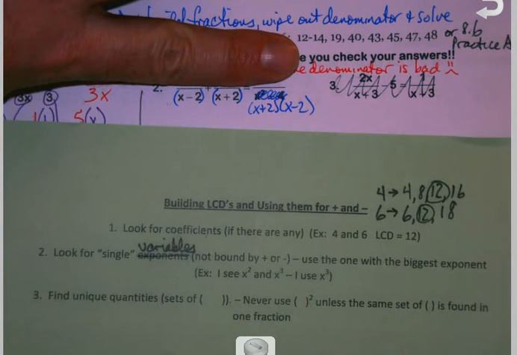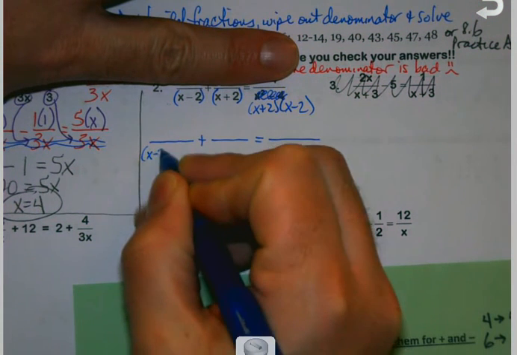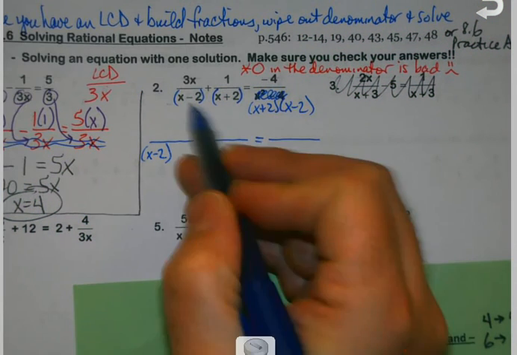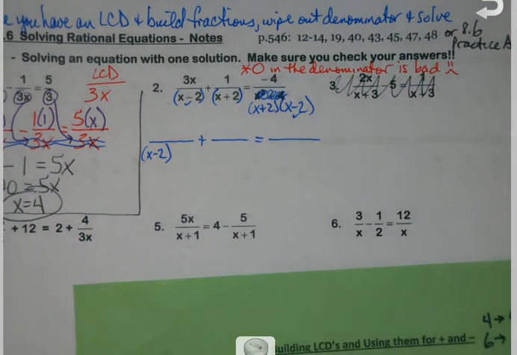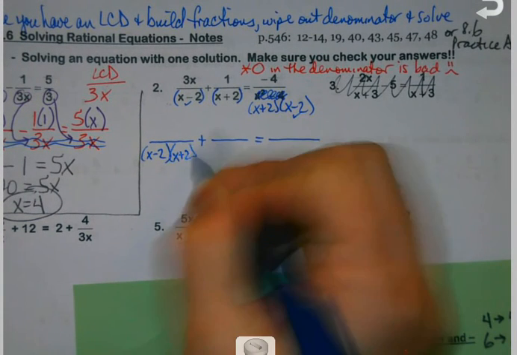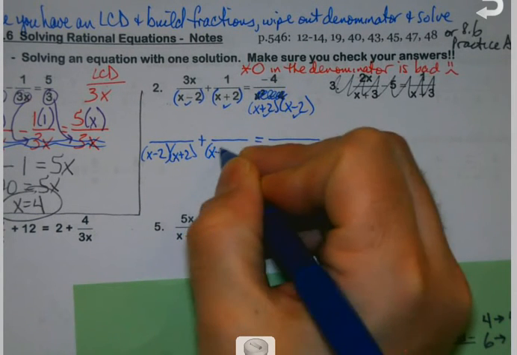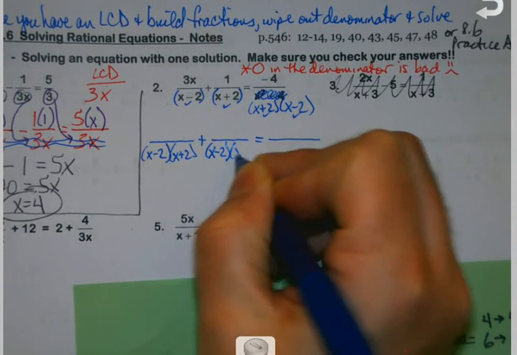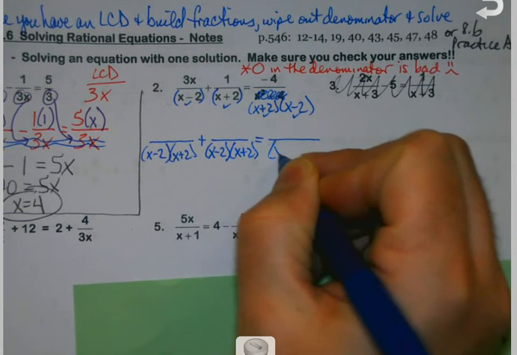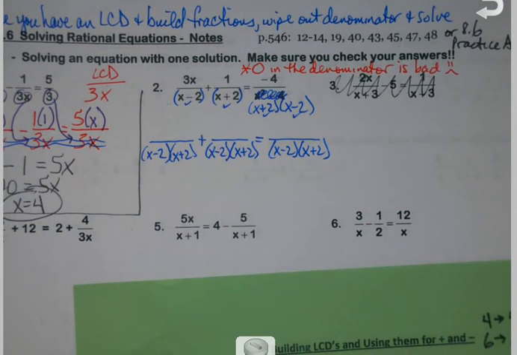Again, if I see it more than once, I don't have to use it in my LCD more than once. Okay, so when I see the x minus 2, that covers both of these. The only way I'd need 2 is if there was 2 of them in the same fraction. And then I see an x plus 2. Oh, nothing else is left. Okay, that must be my LCD. But remember, this LCD is only going to be here temporarily.